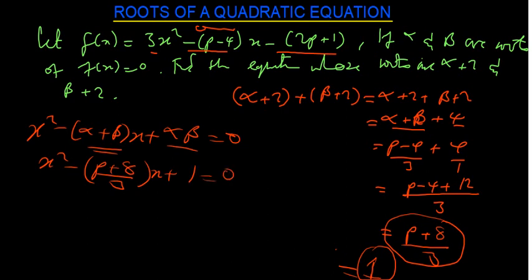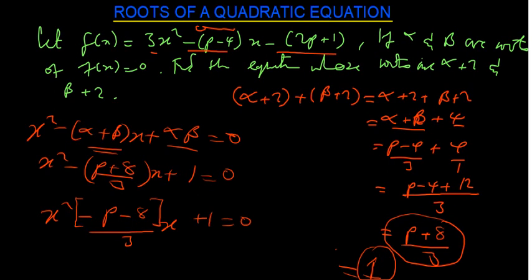Okay, so that will be the answer there, which we can also expand to give us x squared minus p minus 8 over 3 with an x outside there now, plus 1 is equal to 0. So this x is for both of these.